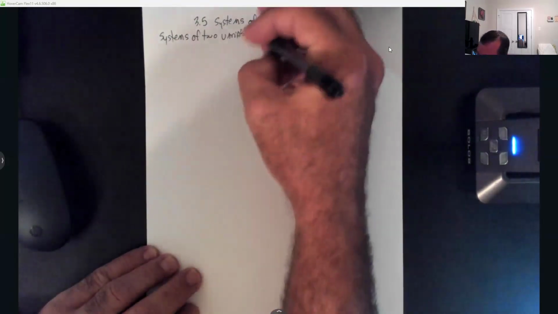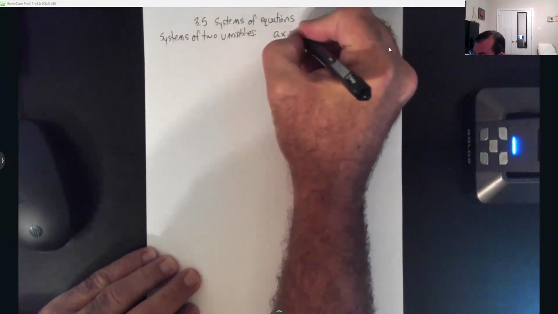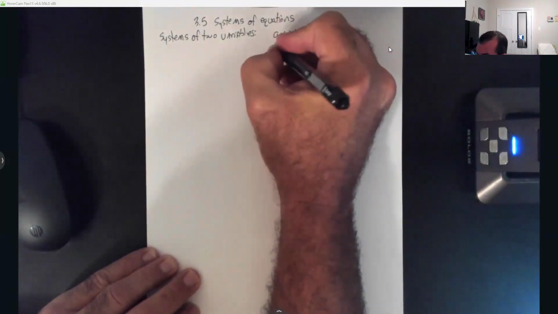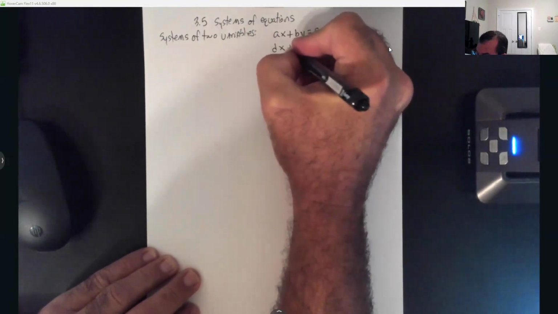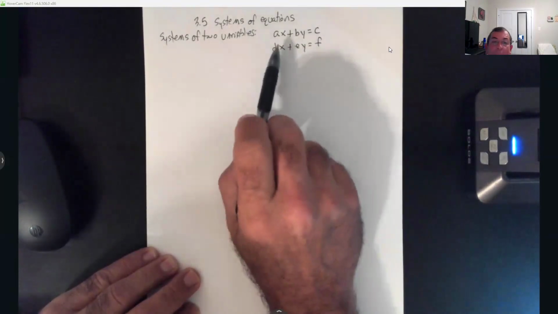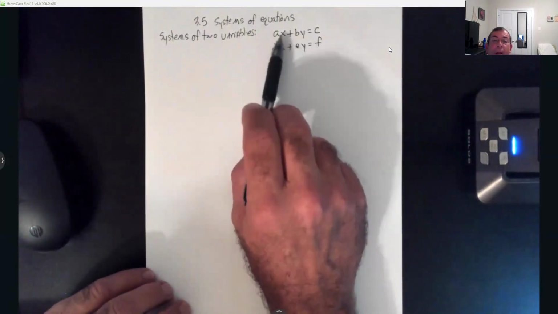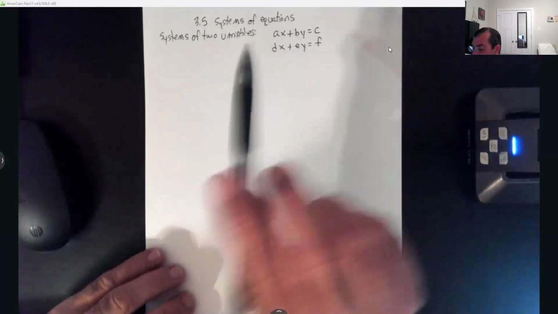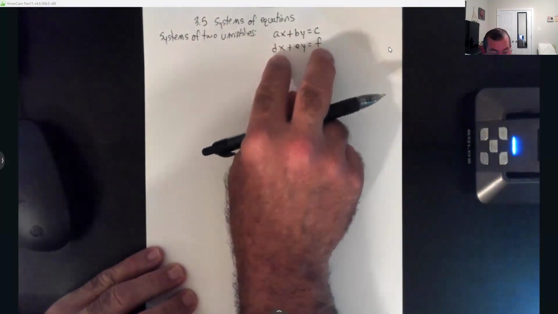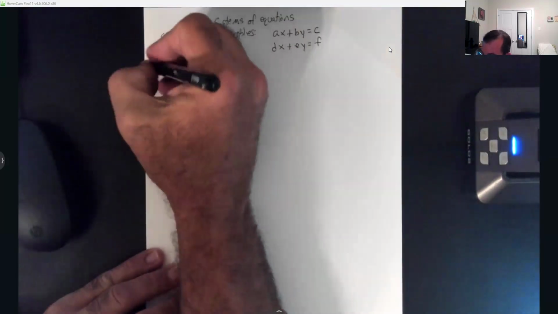All right, y'all, so systems of two variables will look sort of like this: AX plus BY equals C, and DX plus EY equals F. So we got two variables, X and Y, okay? A, B, C, D, E, F are just numbers. But this is the general form of a system of two variables. So you'll have two equations since you got two variables.